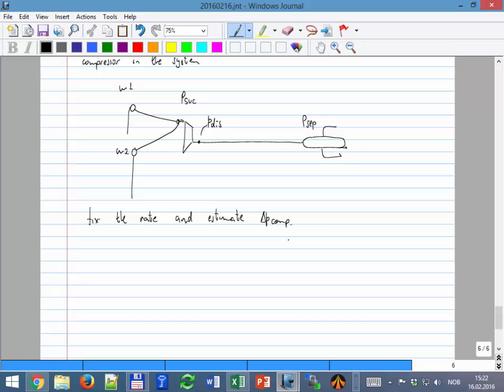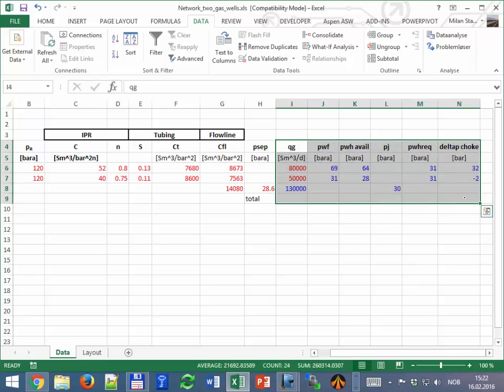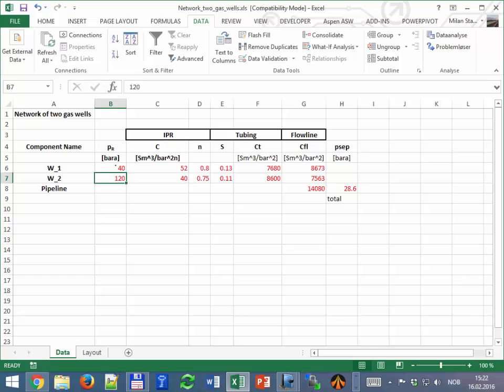What do you think? First, we have to know how much we have to produce, right? What has to be the total rate? So let's do that first. So we put here 40. First, we get rid of all of that. And we put here 40 bar.